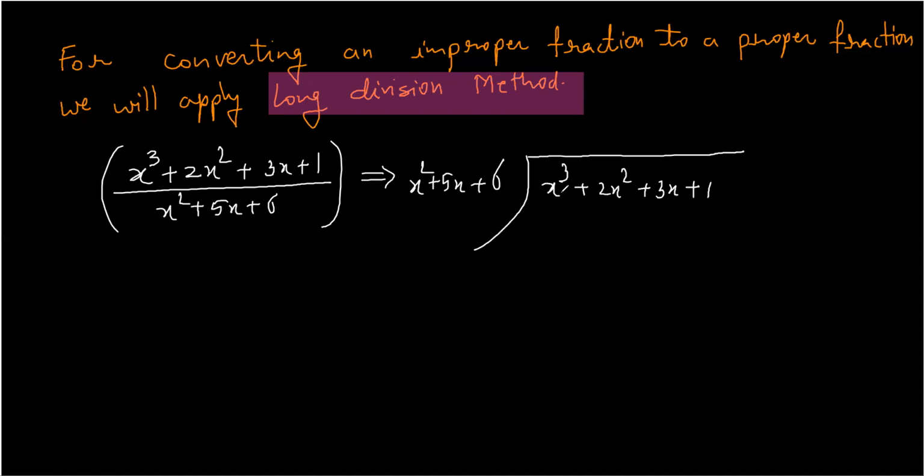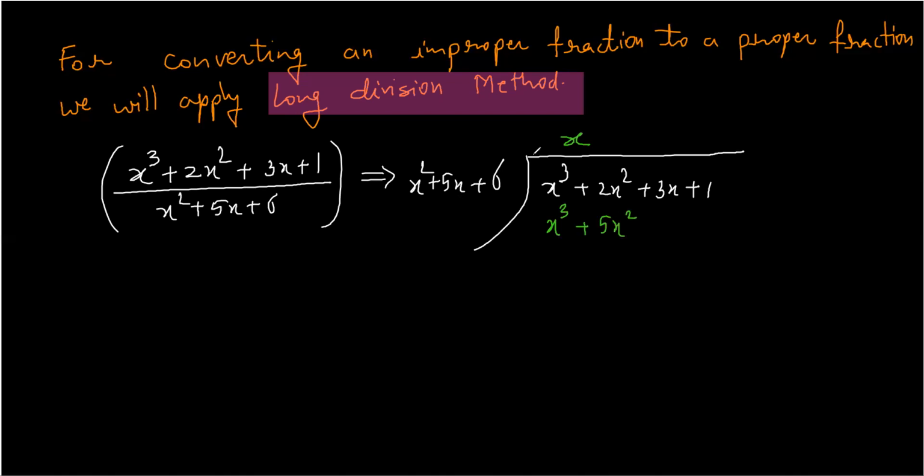Now I notice here that the highest power is 3 and here it is 2. So it will go x times: x cube and x squared. So what will I get here? x into x squared, I get x cube. I get here x cube plus 5x squared.